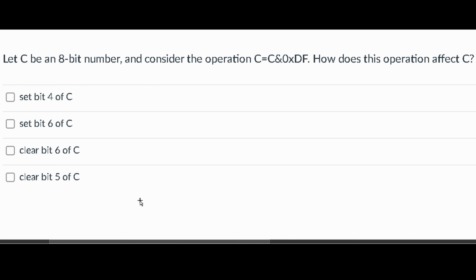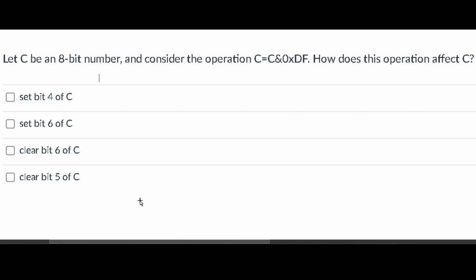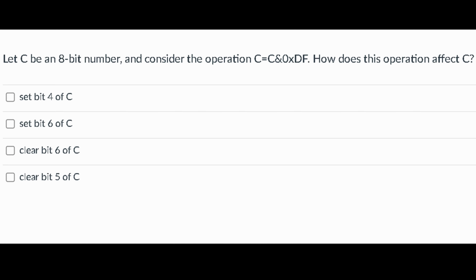We're going to let C be an 8-bit number and consider the operation of C equals C ANDed with 0xDF. So we're asked, how does this operation affect C? Well, whenever we do an AND, it's typically going to be a change. So let's look at this. We're going to be clearing. That's what we're focusing on here.